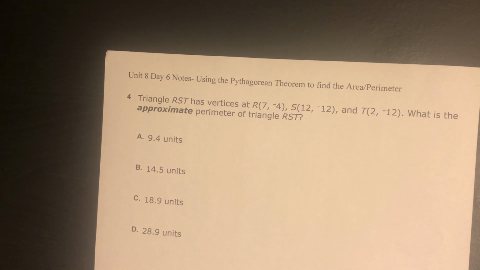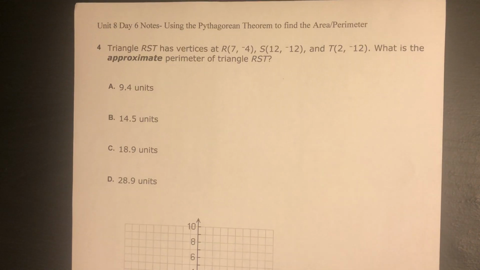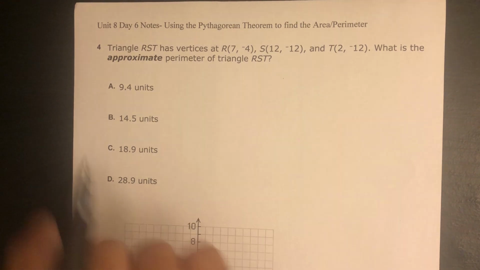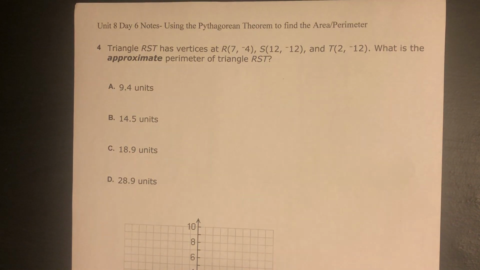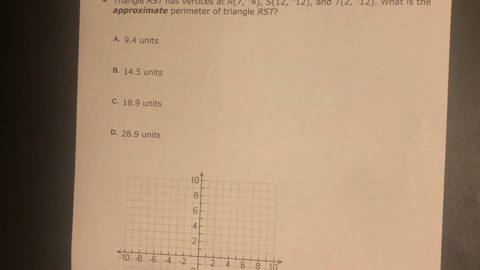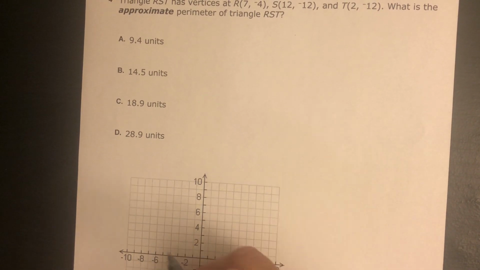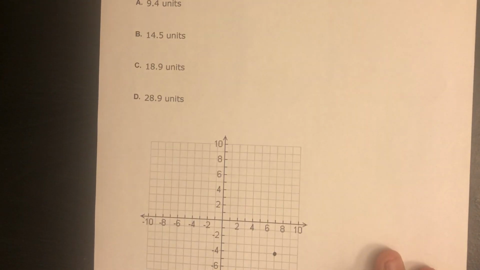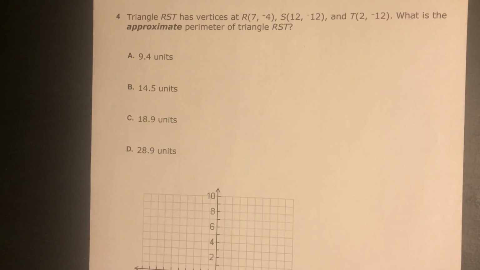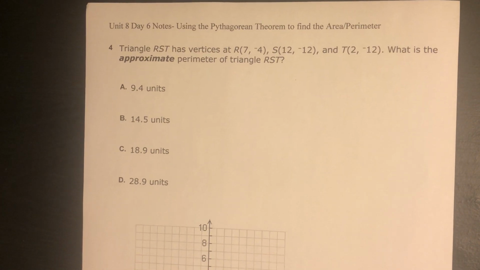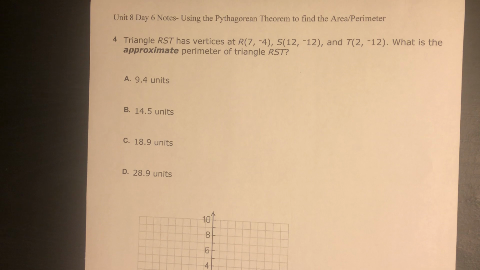And then, of course, number 4, we are not going to go over that one. But basically, that's the same idea as number 3. Instead of a quadrilateral, they're giving you a triangle. So, of course, you will take a moment to graph your points. That would be R at 7, -4, for S we're going to have 12, -12, and for T it is 2, -12. Then you will find the perimeter of that triangle. And if you have any diagonals, you will have to use the Pythagorean theorem to find that missing side.